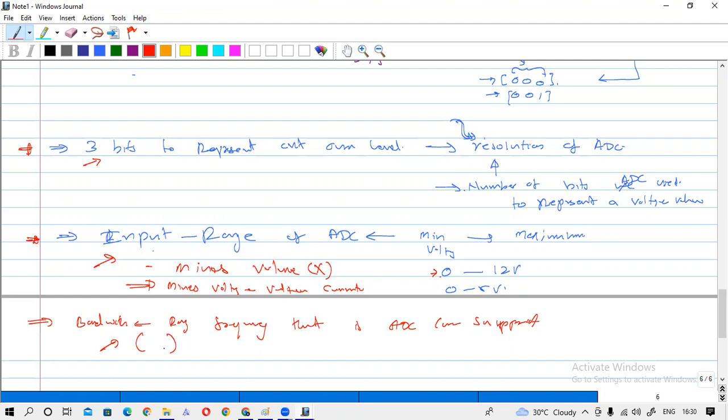For example, the Arduino board has an ADC inside. It can support up to 9.8 kilohertz, as I can remember. You can check on the internet how to count this value. So these are the most important parameters for the ADC.